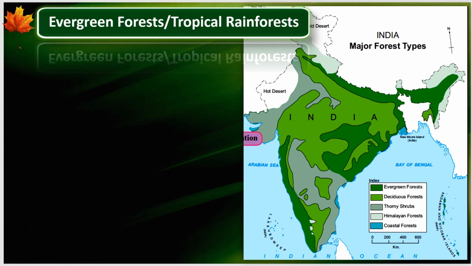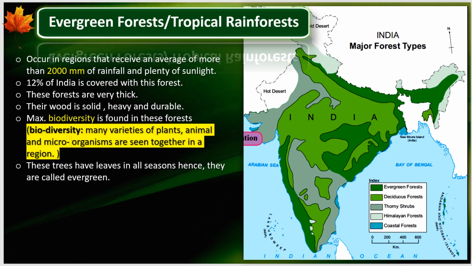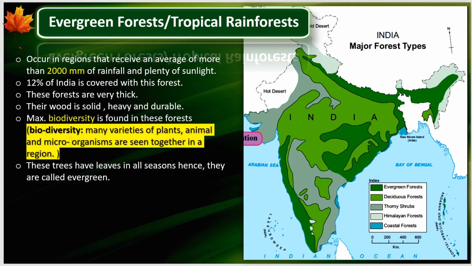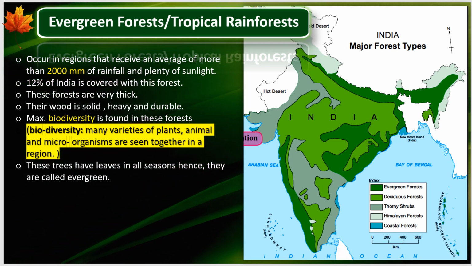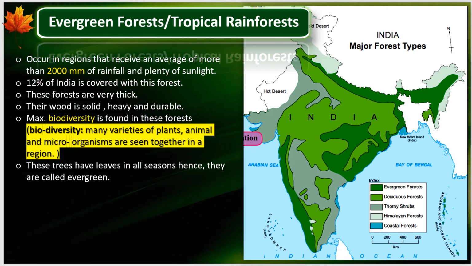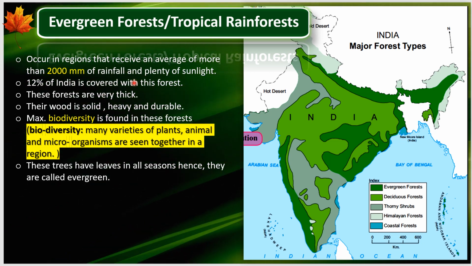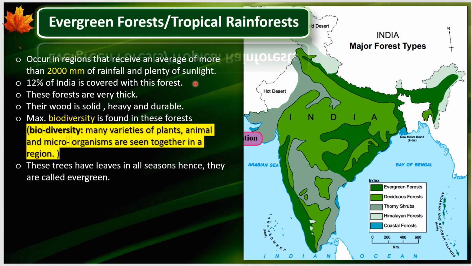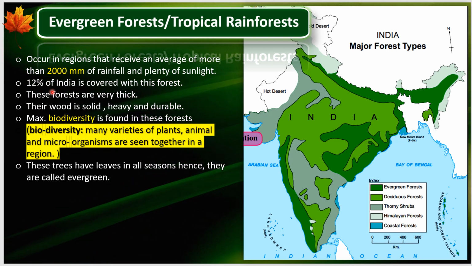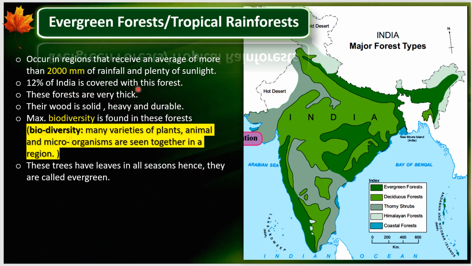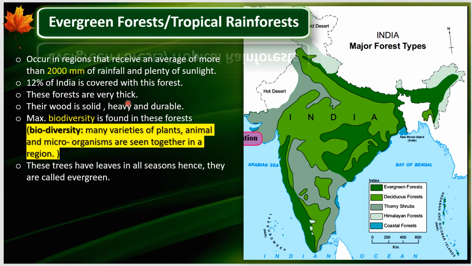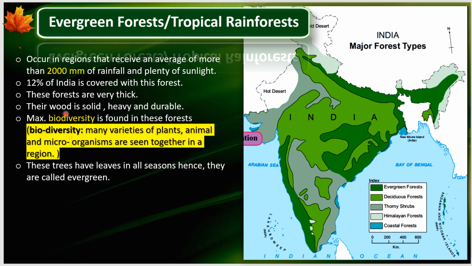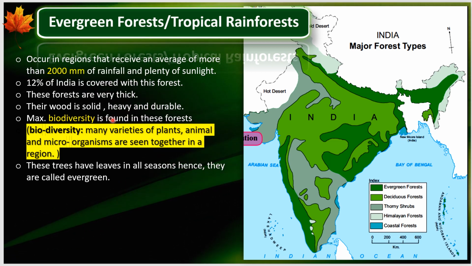So let's move on to the evergreen forest. The evergreen forests, as I said, are also known as tropical rainforests. They occur in regions that receive an average of more than 2000 millimeters of rainfall and plenty of sunlight. Almost 12% of India is covered with this type of forest. These forests are very thick. Their wood is solid, heavy, and durable.